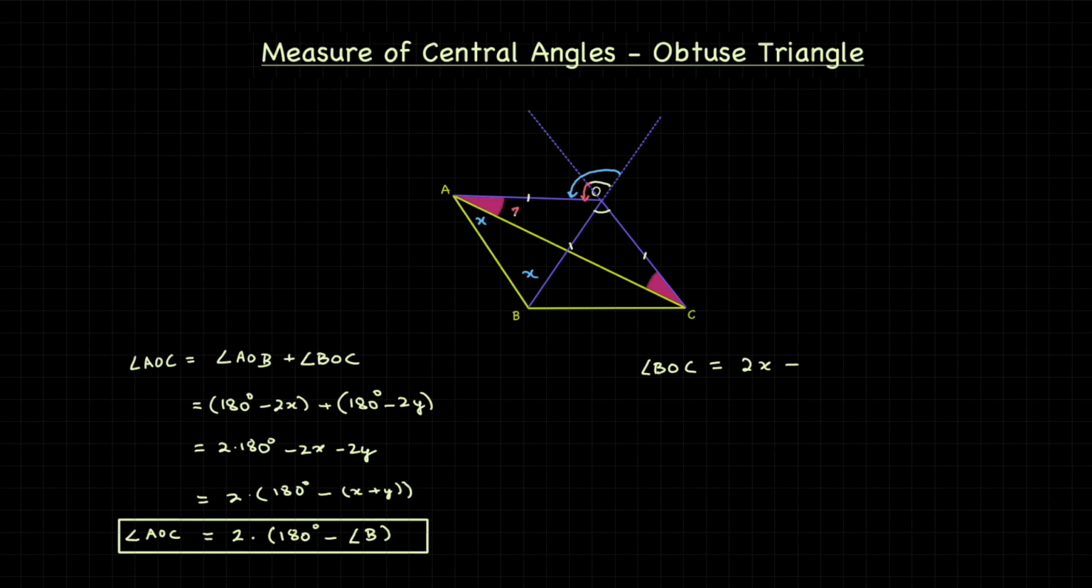I'm going to mark these two angles as z each. So BOC is 2 times (x minus z). Now if you look at what x minus z is, it is the angle marked here, which is the angle A. So the measure of angle BOC is twice the measure of angle A. So this is the same formula we obtained earlier for the acute triangle case.